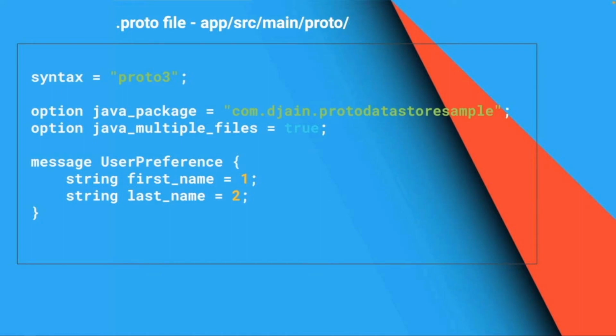Basically, this file is what consists of our predefined schema, which here has two strings for the first name and the last name and the app's package name. This proto file needs to be stored under the path that's shown here, which is the app source main proto folder.